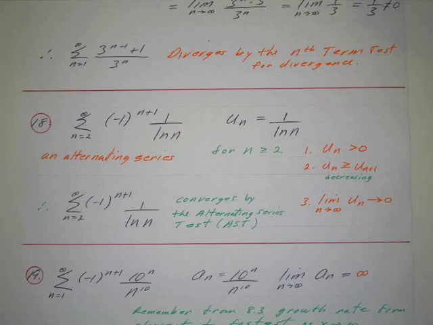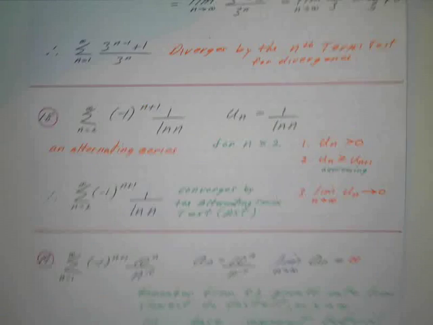As long as it meets these three criteria, and it's an alternating series, it converges. And that's sometimes called the Leibniz test. So sometimes you'll see the Leibniz test written down. Here's number 19.